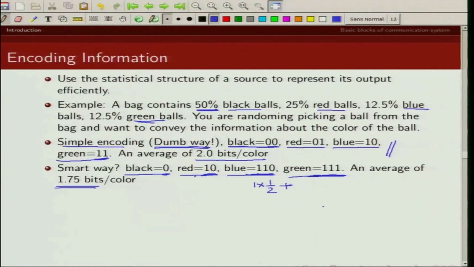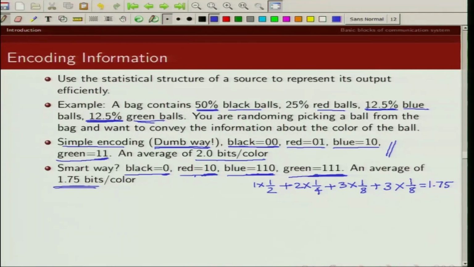For red I require 2 bits, and red is occurring with probability 1 by 4. Blue I am using 3 bits and it occurs with probability 1 by 8. So that is this. And similarly green balls, I am using 3 bits to represent green balls and they occur with probability 1 by 8. So this is my average number of bits required to represent this color, and this comes out to 1.75.